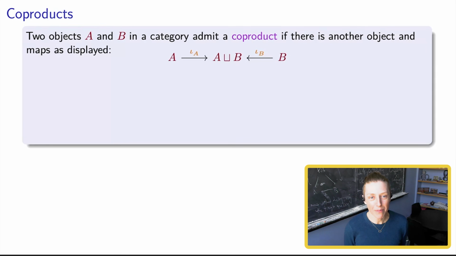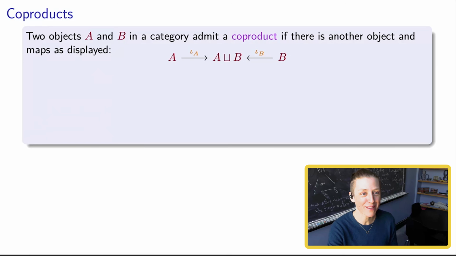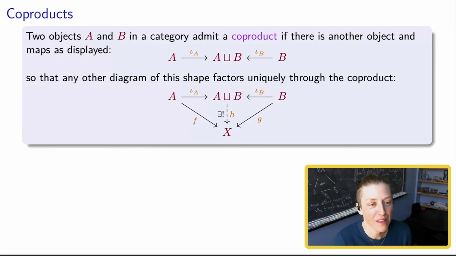And then there's a map from A into the coproduct and a map from B into the coproduct, specified arrows. So map and arrow are synonyms that get used in category theory. Also morphism. I'm going to try to stick with arrow, but I might use the synonyms. And then the defining property that makes this object together with these two maps into the coproduct is the property that any other diagram of this shape factors uniquely through the coproduct.